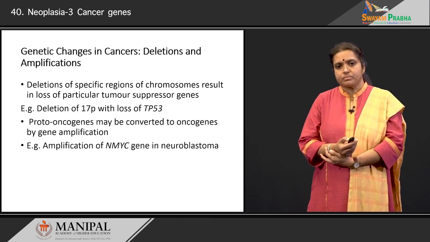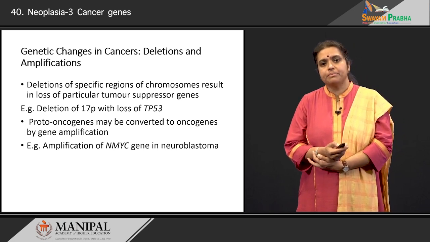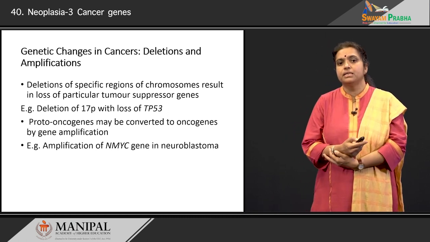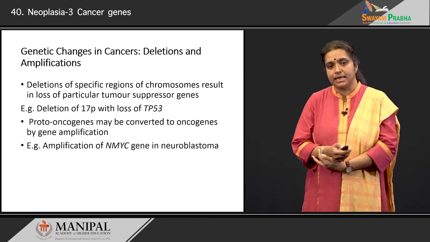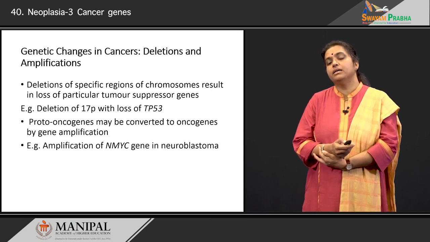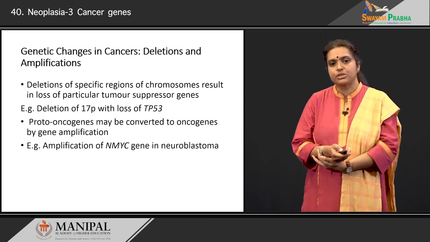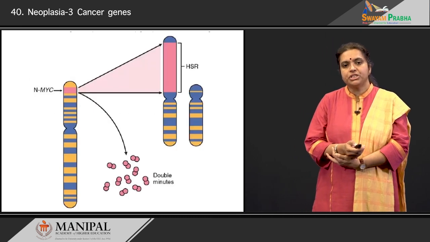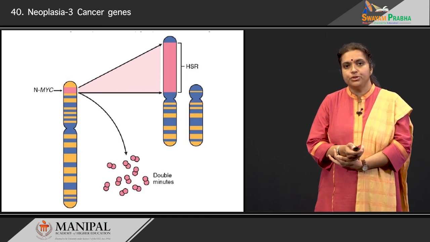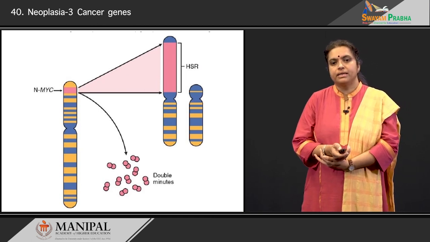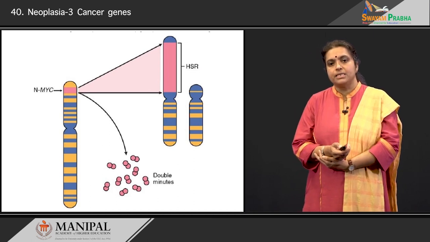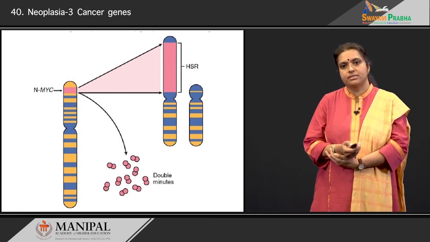Now, proto-oncogenes may be converted to oncogenes by gene amplification. So, gene amplification is another genetic change that can occur in cancers, and a very good example of this is the NMYC gene, which is amplified in neuroblastoma. Here's a picture that shows the NMYC gene that can be amplified to a great extent in neuroblastoma, so much so that it can give rise to two kinds of pictures. One is what are known as double minutes, and the second, homogeneous staining region.